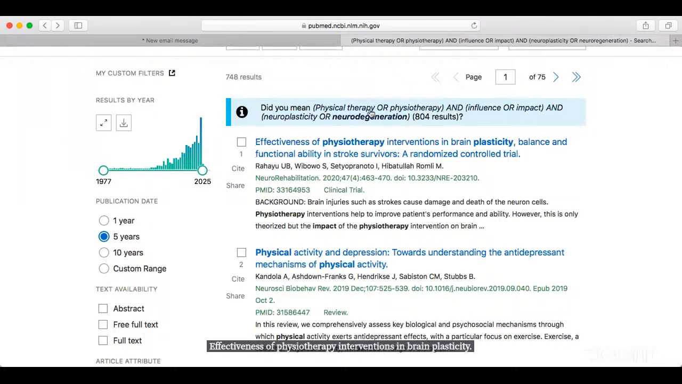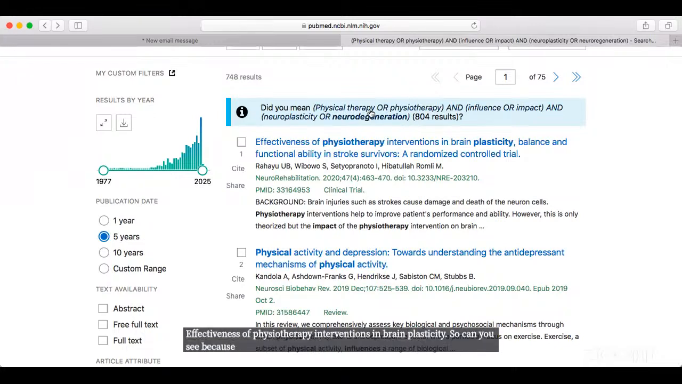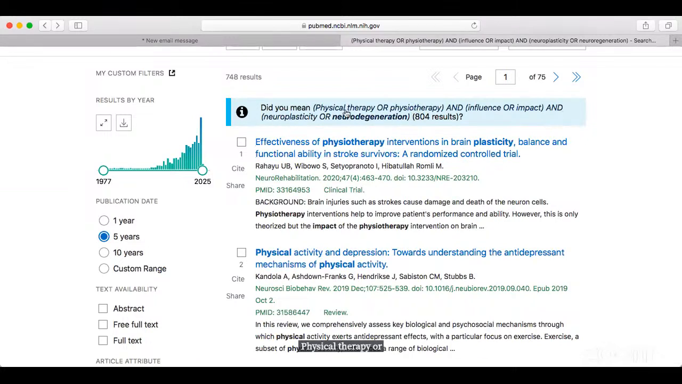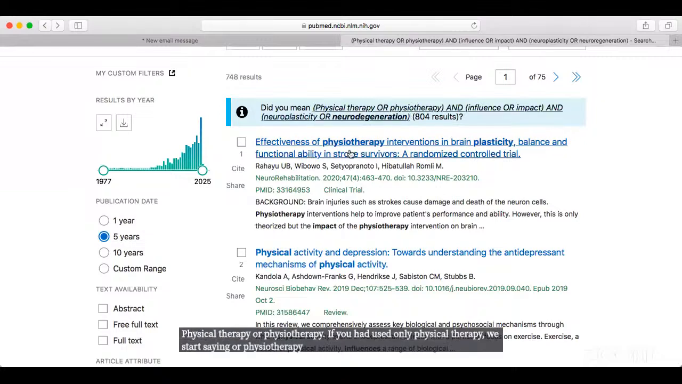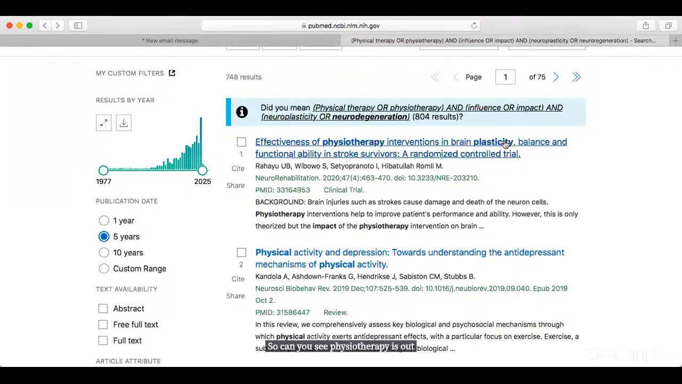So can you see, because you have a search strategy, it is giving you something that is relevant to what you are looking for. Physical therapy or physiotherapy. If you had used only physical therapy, this article would not come out because this one is looking at physiotherapy and you said physical therapy initially. So can you see physiotherapy is out? In brain plasticity, you have talked about neuroplasticity.